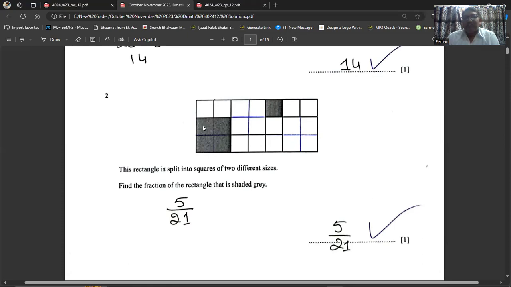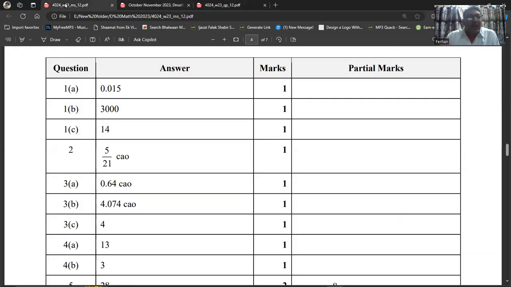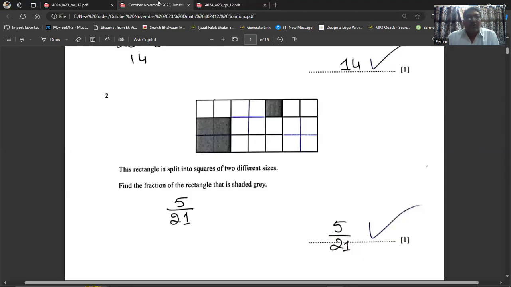And how many of them are shaded? 1, 2, 3, 4, and 5. So the fraction which shows how many of them are shaded will be 5 by 21. So my answer is 5 by 21, and that is the right answer. This is how you do it.